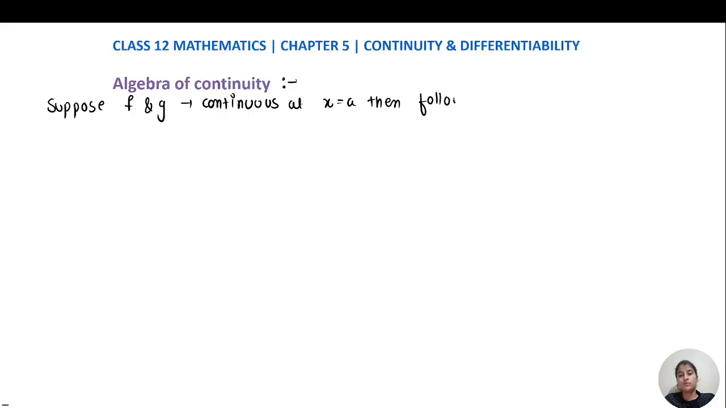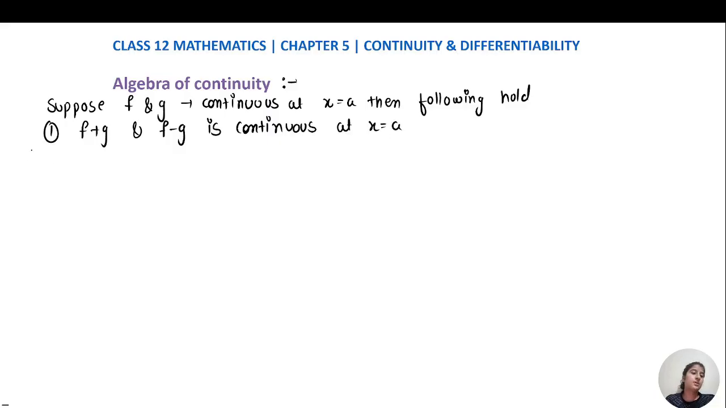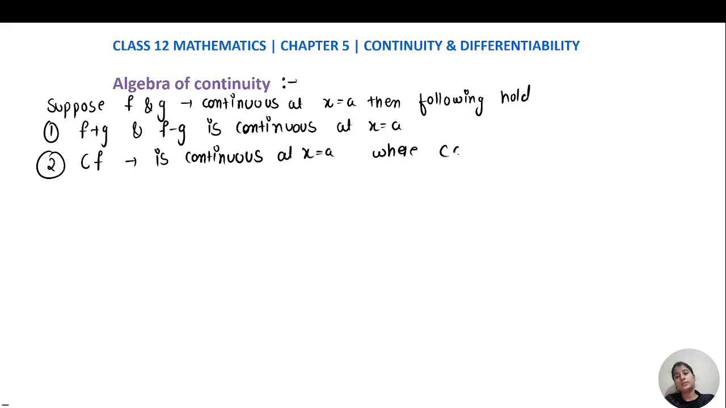the following holds. First, f plus g and f minus g are continuous at x equals a. Second, about scalar multiplication, c times f, where c is some real number, is continuous at x equals a. Then the third one is the multiplication, that is f multiplied with g.